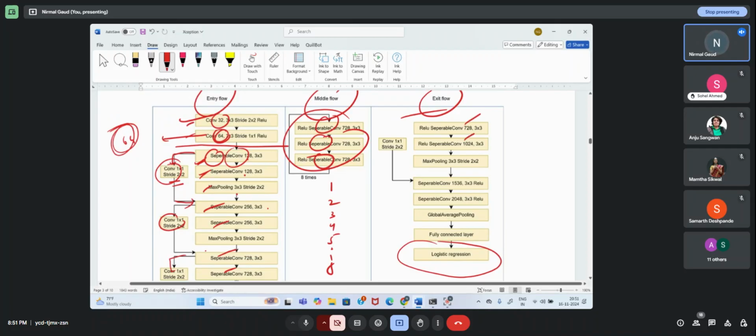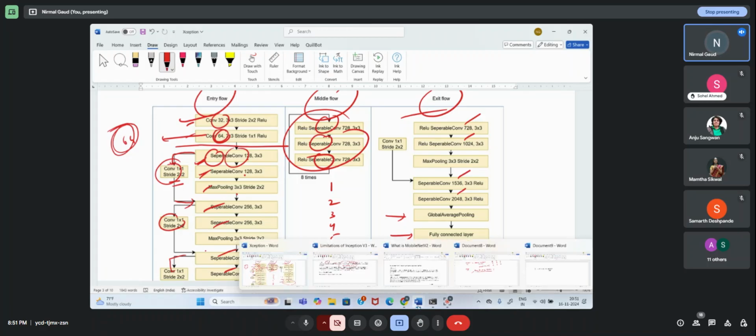So 728, 1024, then 1536, 2048. These are the number of filters used in separable convolution. Then global average pooling to summarize everything, that means to average your values. I have already discussed this layer. Then fully connected, that means the neural network. And at the last, logistic regression to classify the image. This is your Xception architecture.